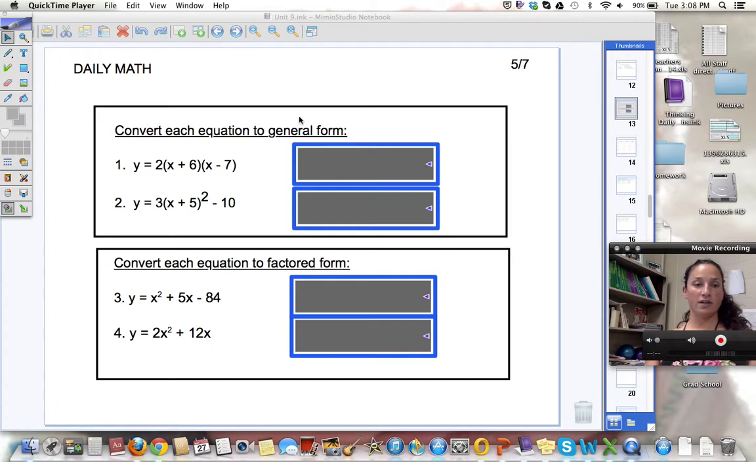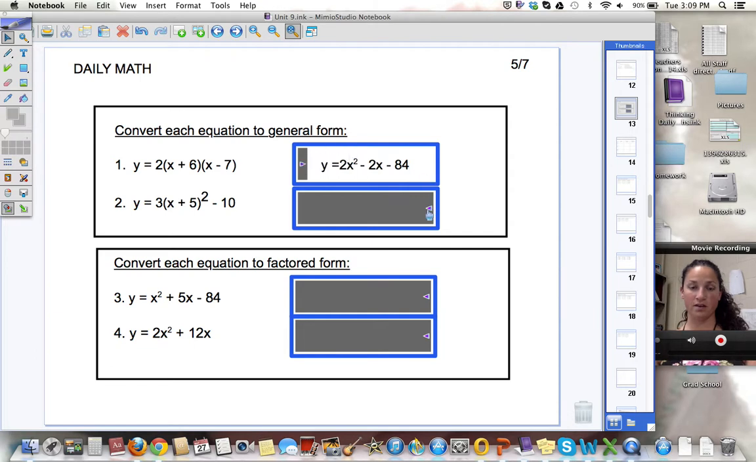Okay, so we're converting each of these into general form. If you don't remember what general form is, this is where we want to get out our pink packets from last unit and look at what general form is. General form is always in the form of y equals ax squared plus bx plus c. You could have minuses though. So here all we're going to do is FOIL and then FOIL again. So then we're going to get 2x squared minus 2x minus 8 here.